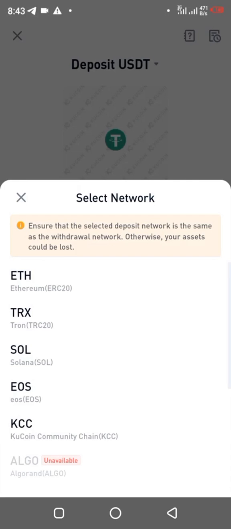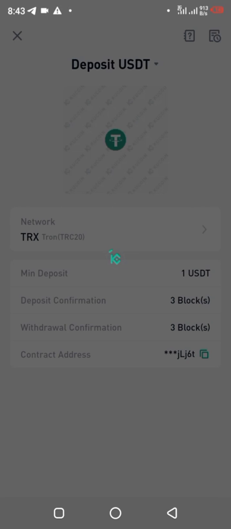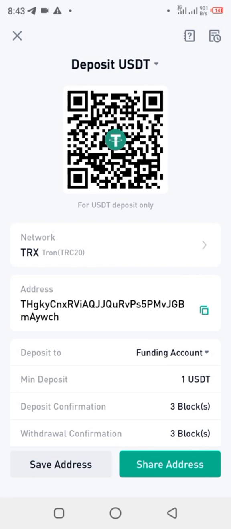Now, our network will be TRC20 Tron. So, after clicking this, what you have to do next is to copy your wallet address. You make a transfer from Binance or Trust Wallet or another platform where you have crypto assets.